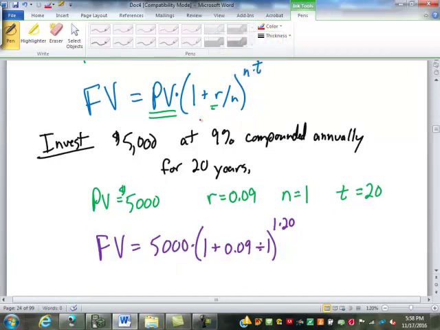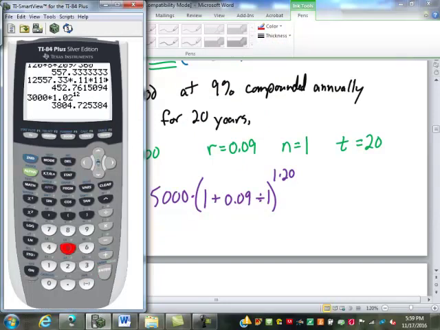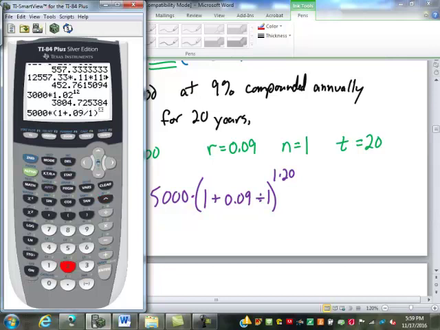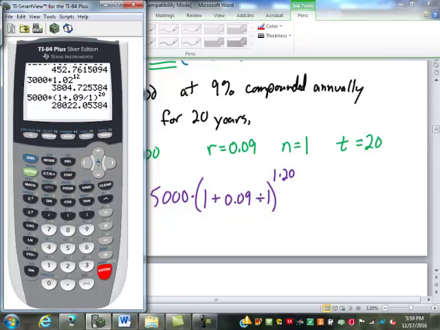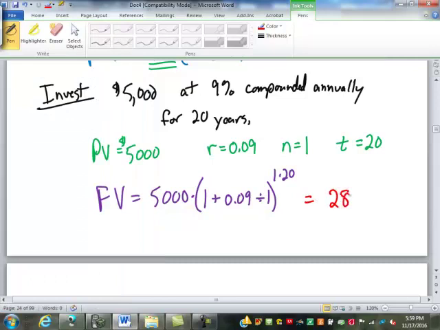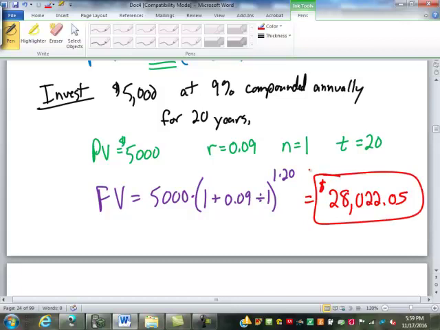So I'm going to enter this in my calculator. 5,000 times, parentheses, 1 plus 0.09. I am going to put in the divided by 1 there just to fill the spot. To the power of, well, 1 times 20 is 20, so I'm just going to put in the 20 there. $28,022.05. Any questions on that?